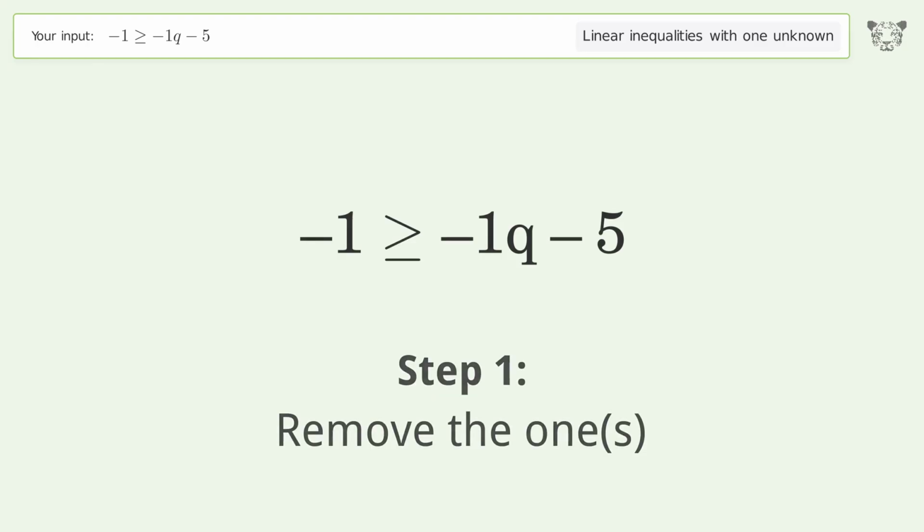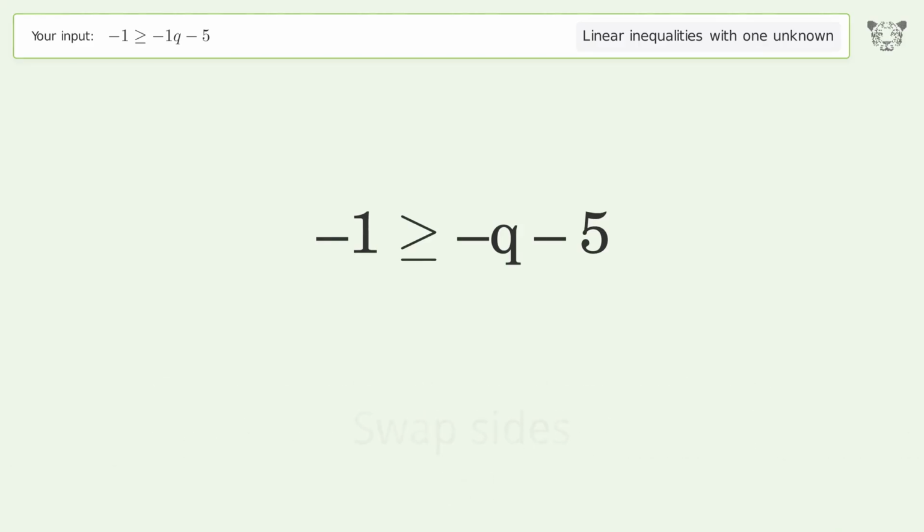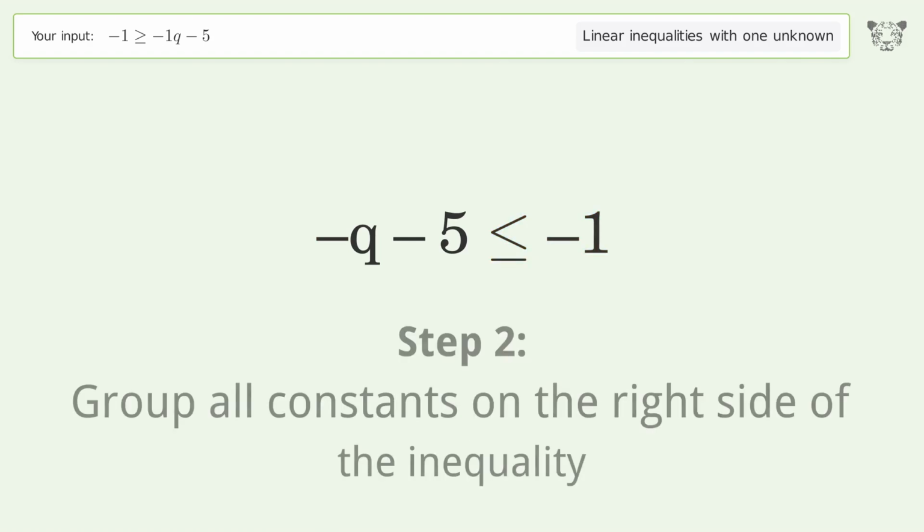Remove the ones. Though a variable sign changes when it is multiplied by -1, its absolute value does not. Therefore, we can eliminate the 1. Swap sides. Group all constants on the right side of the inequality.